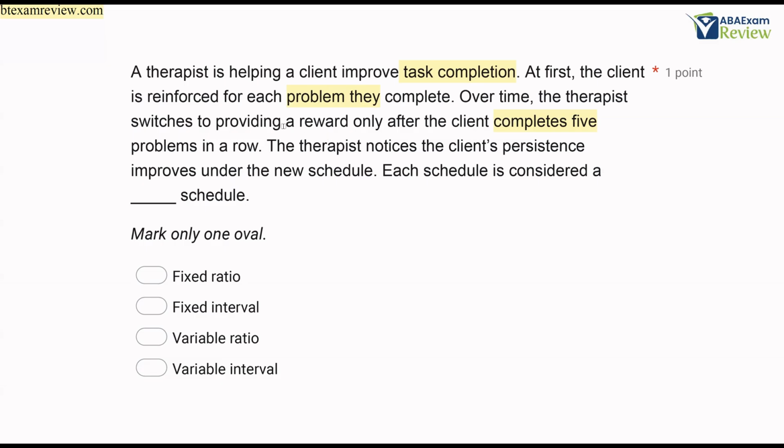Second, is it fixed or is it changing? Well, at first, it's every single problem. Then we switch to every 5 problems, but that's consistent. When it's every 5 problems, it's never changing. So it's fixed. If we look at a fixed ratio, this is a set number of responses. So we're looking at each schedule being a fixed ratio. A fixed interval, it is fixed, right? Because the requirement is not changing, but we're not basing it on time or interval. And then variable ratio and variable interval. Since the requirement never changes and it's fixed, it's not going to be variable. So each schedule is considered a fixed ratio schedule.